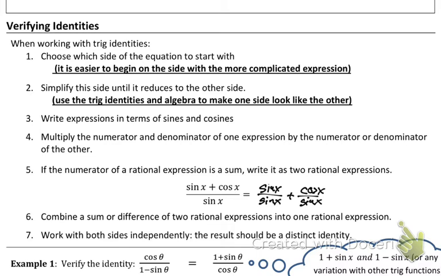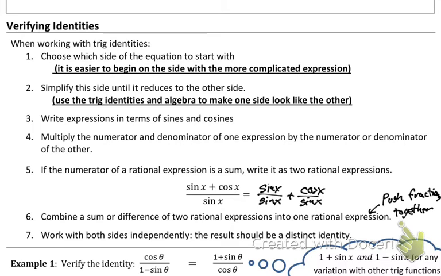Step 6 is combine the sum or difference of 2 rational expressions into one rational expression. That is really just push fractions together. I ran out of room. Push fractions together. So rather than splitting them apart, I would go the opposite direction and put them together. That involves multiplying the fractions by the other denominator.